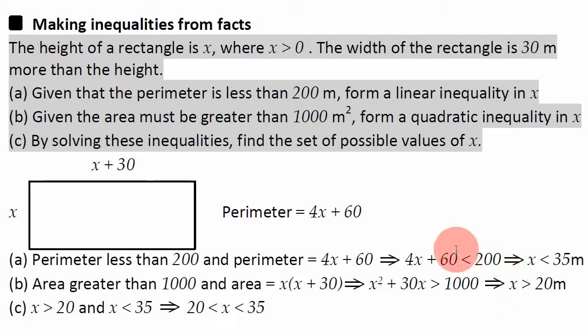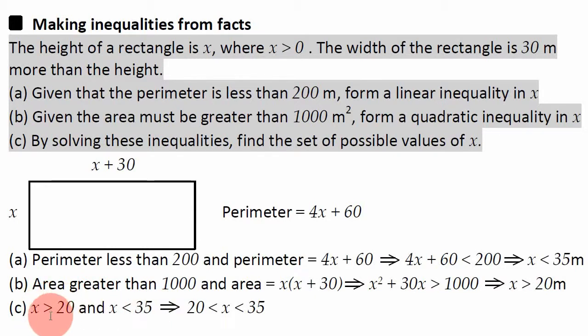Okay, so you've got two inequalities now. You've solved two inequalities to get two inequalities like this. x is less than 35 and x is bigger than 20. Now, by solving these inequalities, says part C, find a set of possible values of x. So I've got x is bigger than 20 and x is less than 35. Putting them together is not so hard.